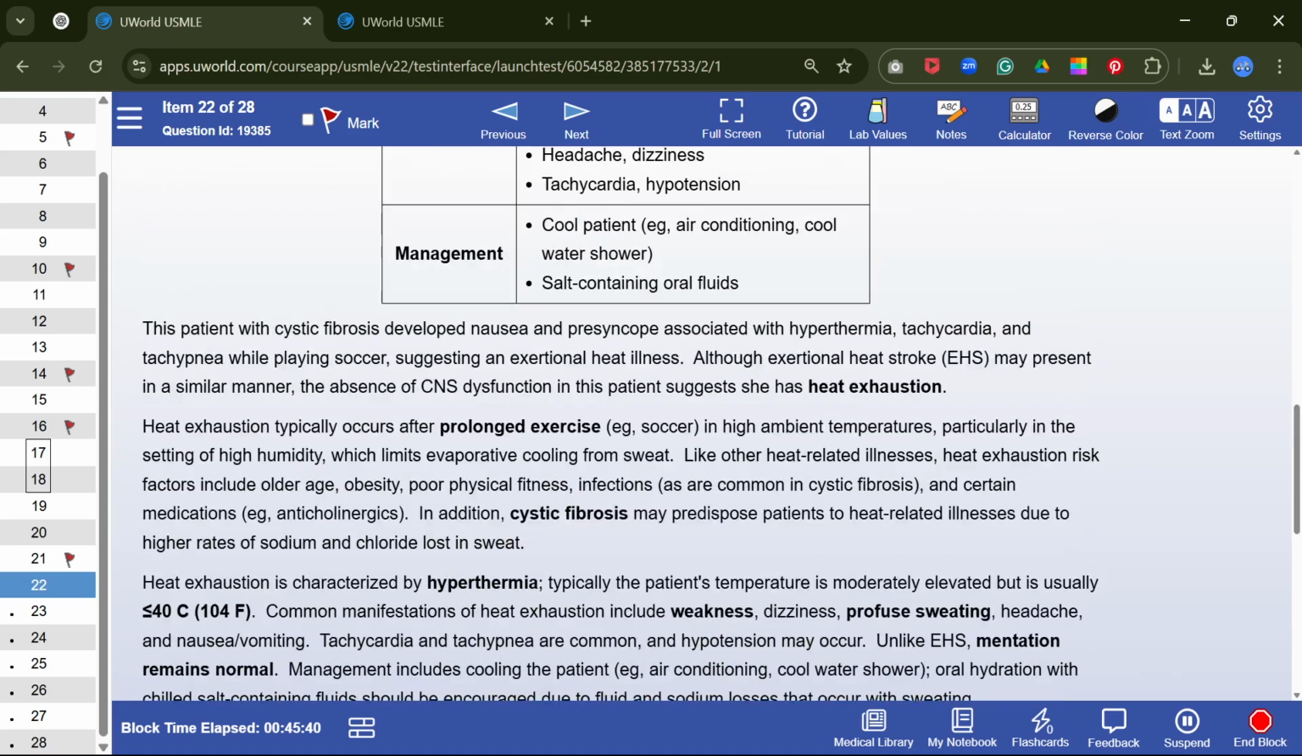Okay, this patient with cystic fibrosis, nausea, pre-syncope associated with hyperthermia, tachypnea while playing soccer, suggesting an exertional heat illness. Exertional heat stroke may present in a similar manner in the absence of CNS dysfunction.